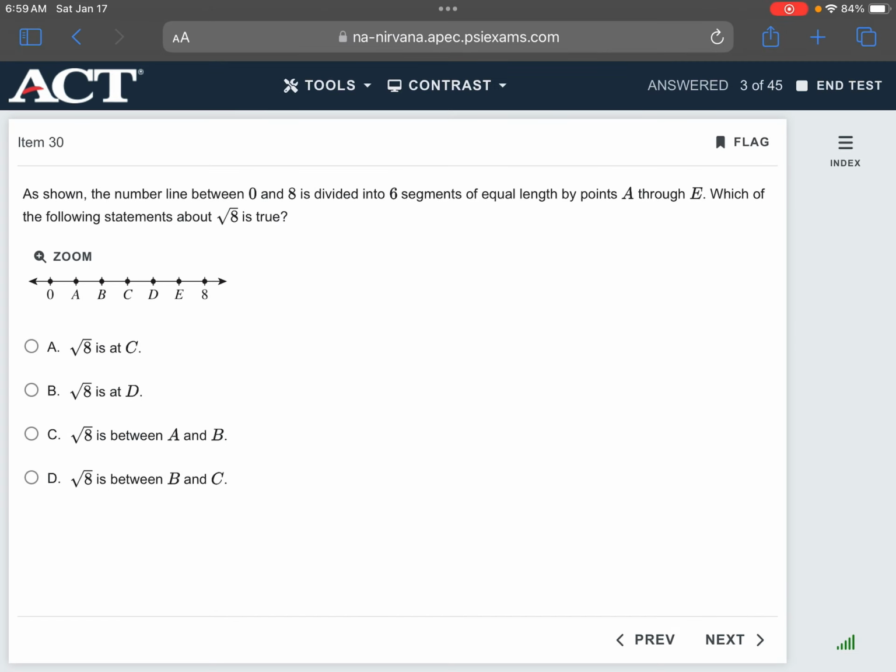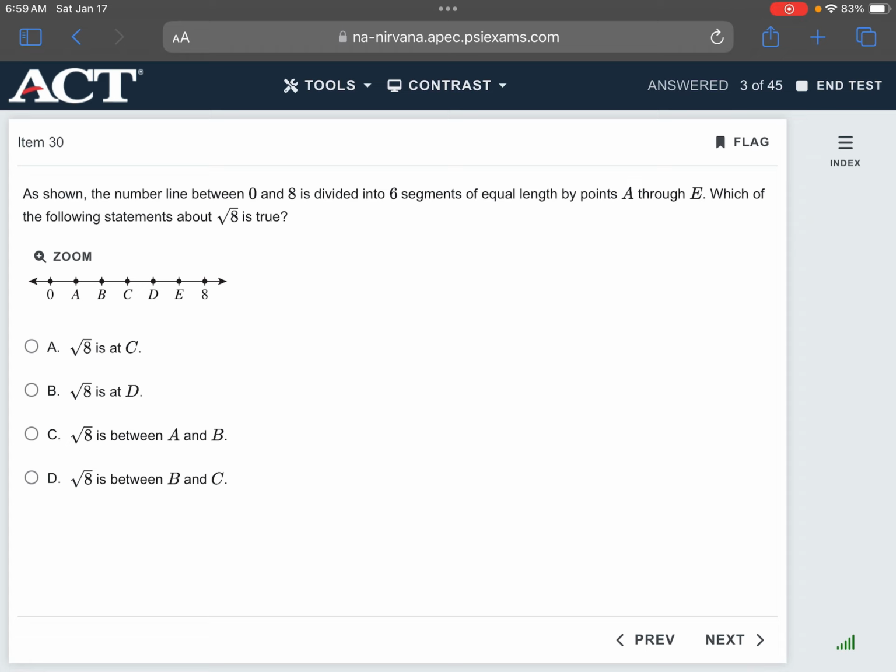Alright, so this one says, as shown, a number line between 0 and 8 is divided into 6 segments of equal length by points A through E. Which of the following statements is true about the square root of 8? All right, so there's a lot happening in this question for a number line question. First of all, it's divided into 6 segments. Well, that sucks, because if it was divided into 7, then every letter would represent 1 unit. But because it's divided into 6 segments, every letter represents a little bit more than 1 unit.